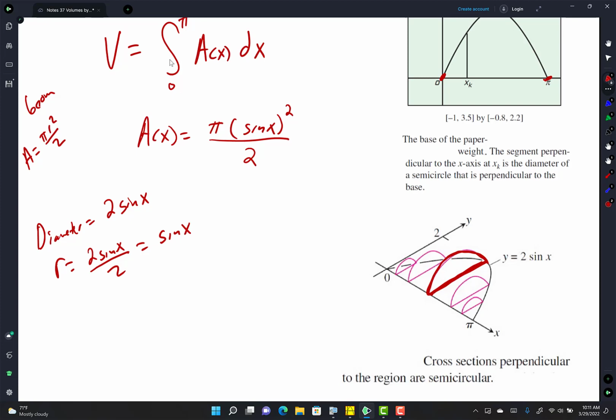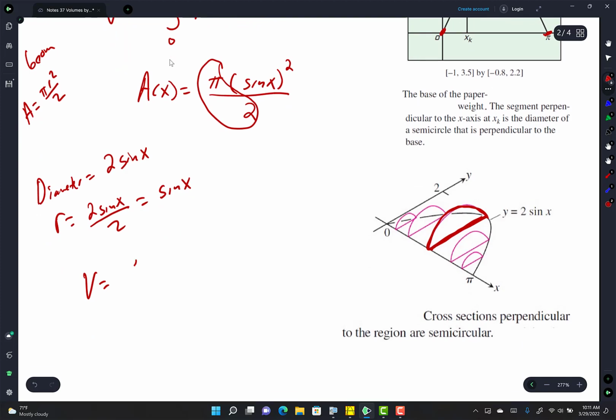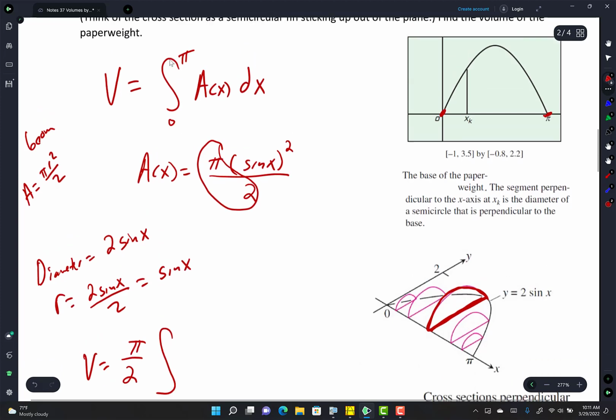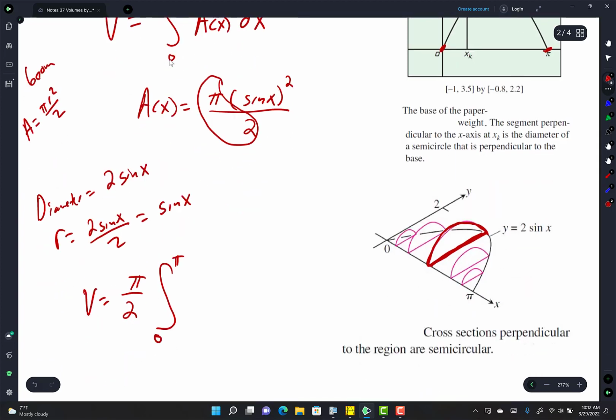So here's how you're going to make your volume integral. My volume is equal to, isn't this pi over 2 just a constant? Usually you want to take out constants. That's how they usually have it in the multiple choice as well. Pi over 2 times the integral from 0 to pi of (sine x) squared dx. Do you want it as sine x squared or sine squared? It doesn't matter. If you put the square, put it on the outside. If you put the square on after the sine, make sure it's after the sine.